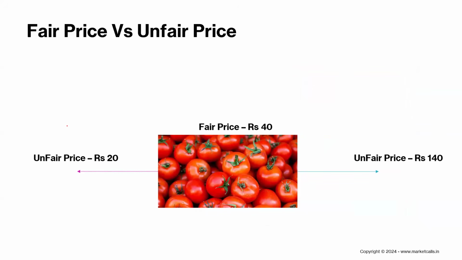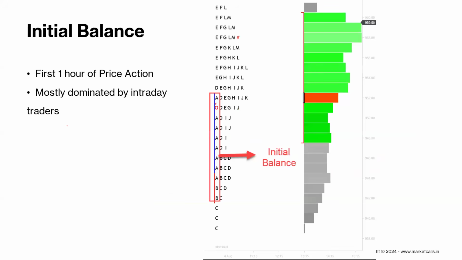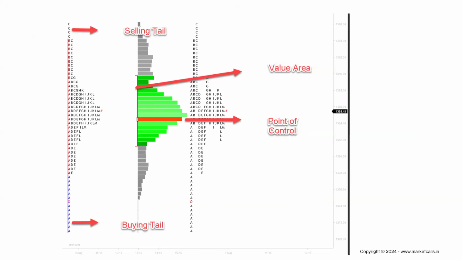So let's try to understand the difference between fair price versus unfair price. Let me take a simple example here. Now, if you see this example, one thing is very clear. The center point is where we get more price action, right? The center point is where we're getting the most price action. If you closely understand this price action, the place I have marked over here, that is the point of control.